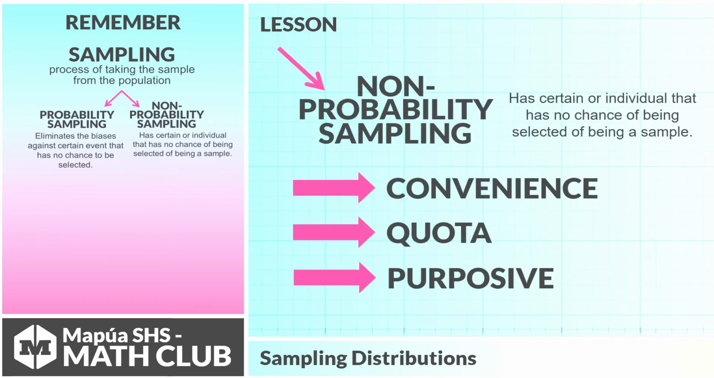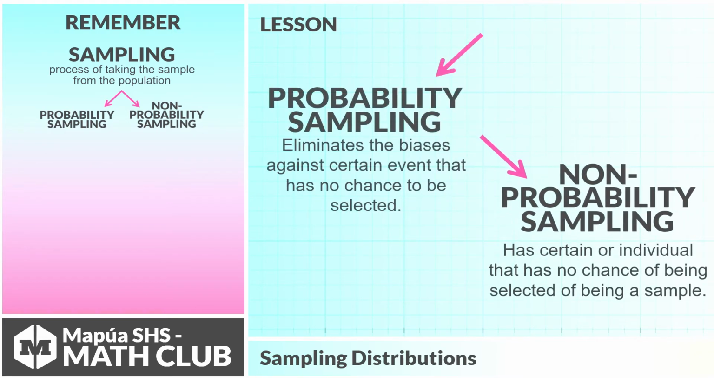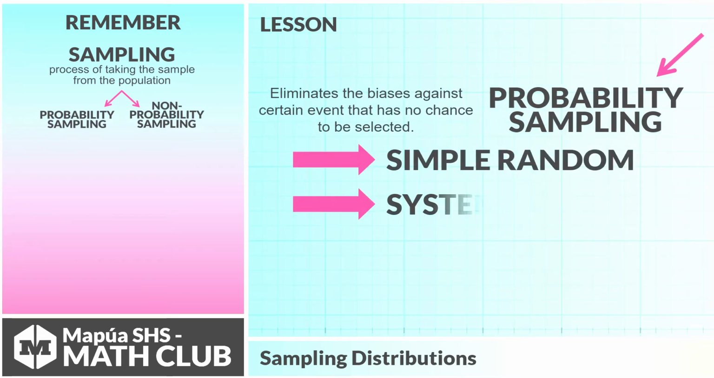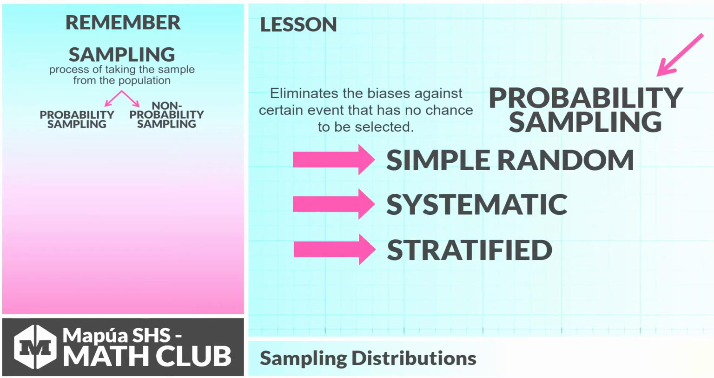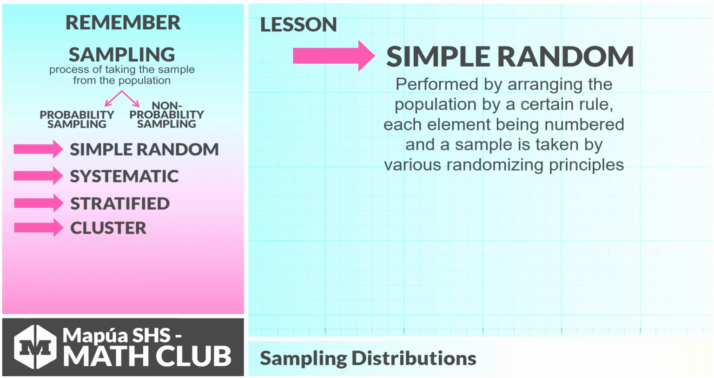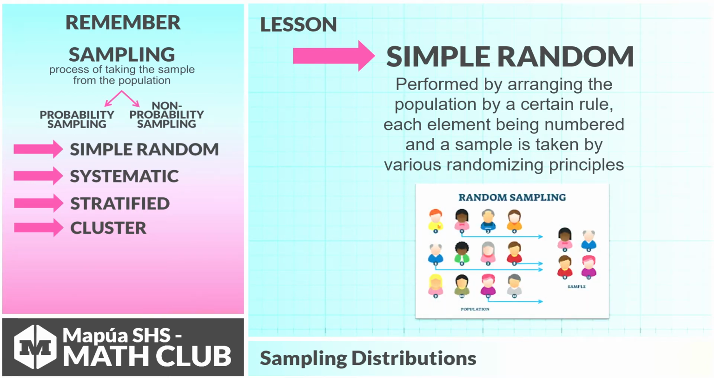On the other hand, probability sampling has four subtypes. First, simple random. Second, systematic. Third, stratified. And lastly, cluster sampling. Simple random sampling is performed by selecting a sample from a population based on a particular rule, like how Peeta Mellark of the Hunger Games was chosen as tribute through draw lots of names.